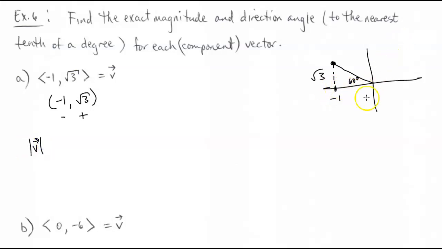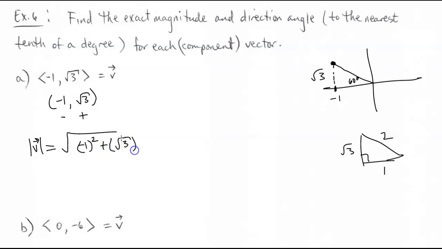Now for the magnitude, just from knowing what you know about right triangles here, if this side is 1 and that side is square root of 3, then of course this side would have to be 2. The answer should be 2, but we can actually calculate it by doing the square root of the x component squared plus the y component squared. You see here, negative 1 squared is 1, and square root of 3 squared is 3. That ends up giving us the square root of 4, and the principal root of 4 is 2. So you see that it actually ends up being that.